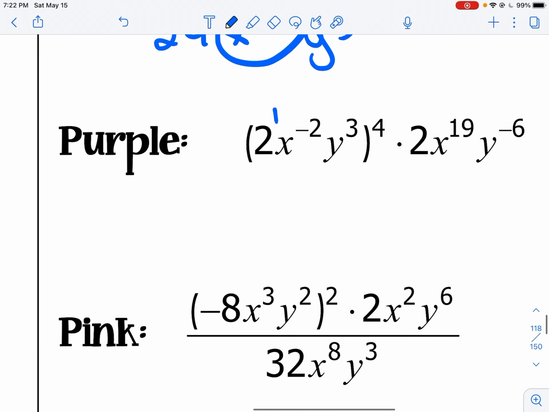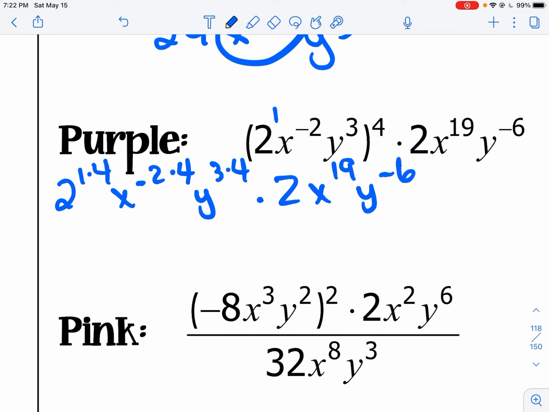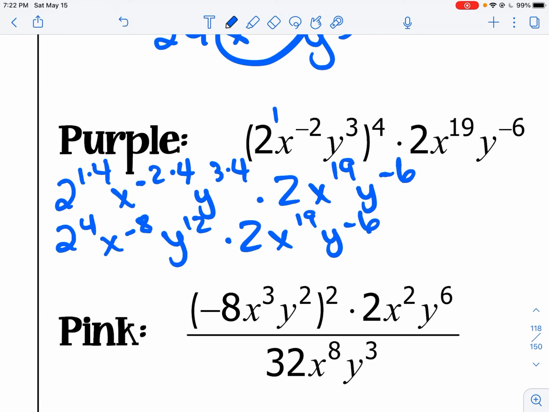Try it one more time. So 2 to the 1 times 4, x to the negative 2 times 4, y to the 3 times 4, times 2, x to the 19th, y to the negative 6. So that would get me 2 to the 4th, x to the negative 8, y to the 12th, times 2x to the 19th, y to the negative 6th.